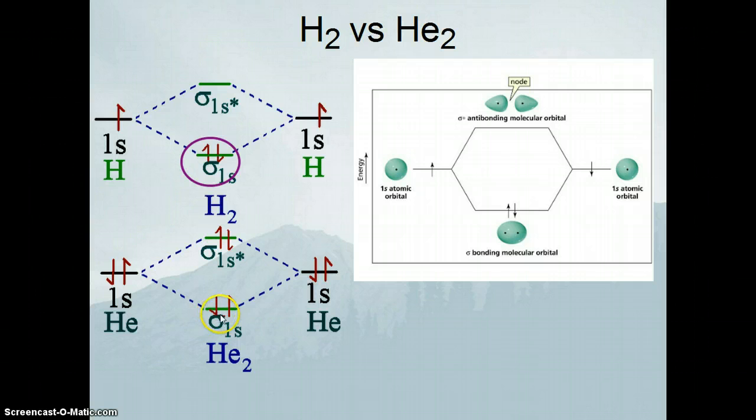And in helium, we have 2 electrons in the bonding orbital, 2 electrons in an antibonding orbital. 2 minus 2 is 0. 1/2 of 0 is 0. So the bond order of helium as a diatomic is 0, which means it doesn't have a bond, which makes sense because helium doesn't exist as a diatomic.